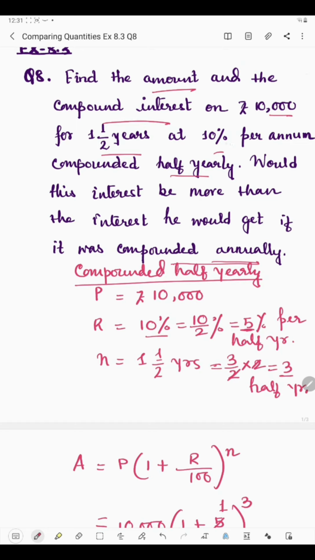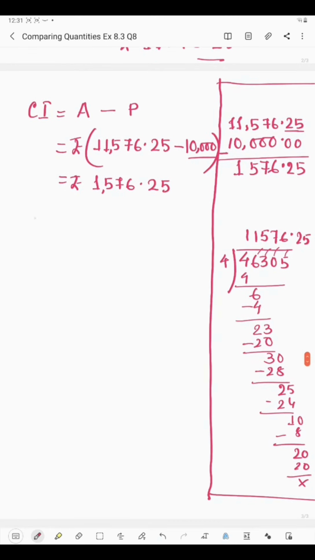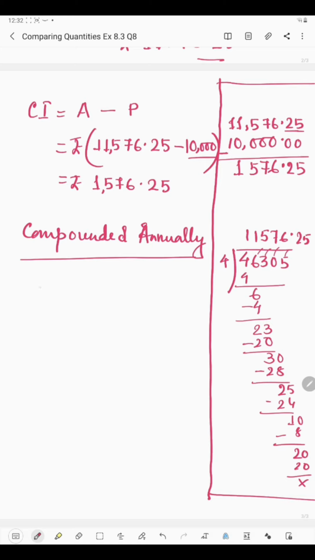compounded annually. Okay. So we are finding interest compounded annually. So here principal will be 10,000. Rate of interest is 10% and time is given 1.5 years. Now here since we are finding interest annually, so rate of interest and time period will remain same.